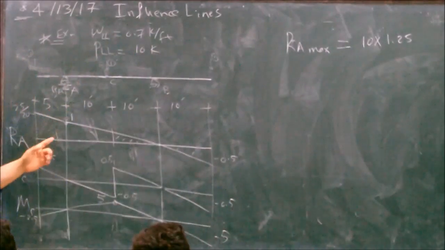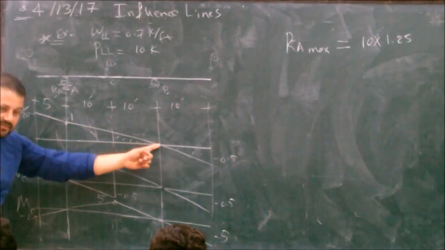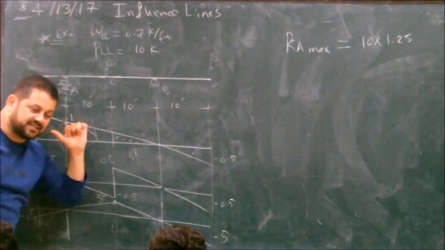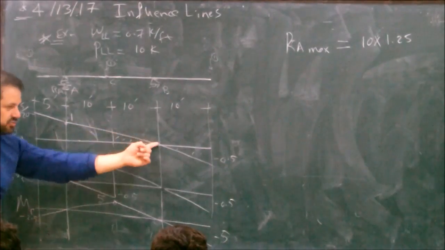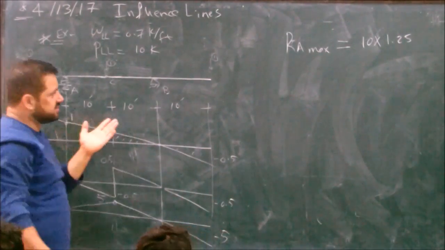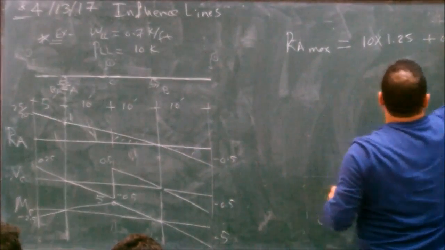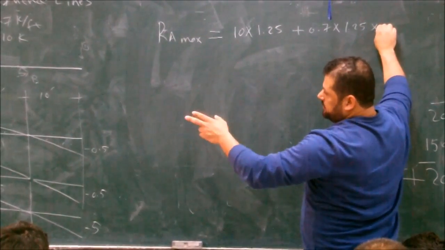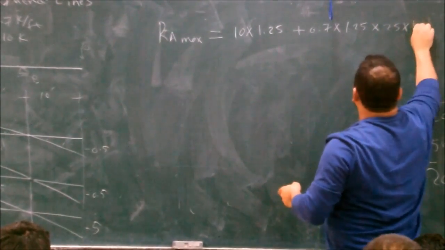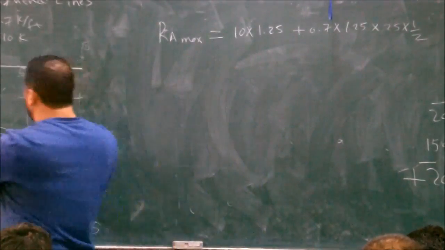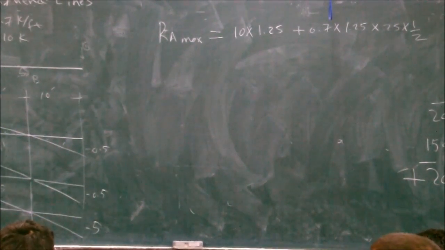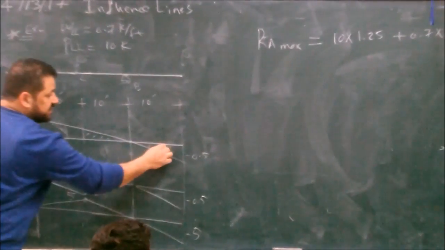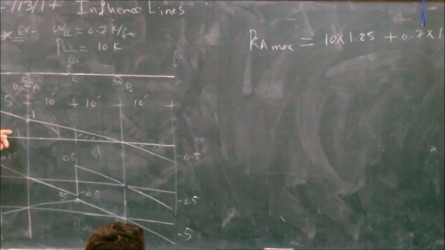And where do you put the live load? Only here. We don't put it here. If you put it here, it reduces the reaction, after the reaction that is below. So only on this one, on the positive. Plus 0.7 times half times 1.25 times 15. Good? You don't put live load here. This is the maximum reaction at A.